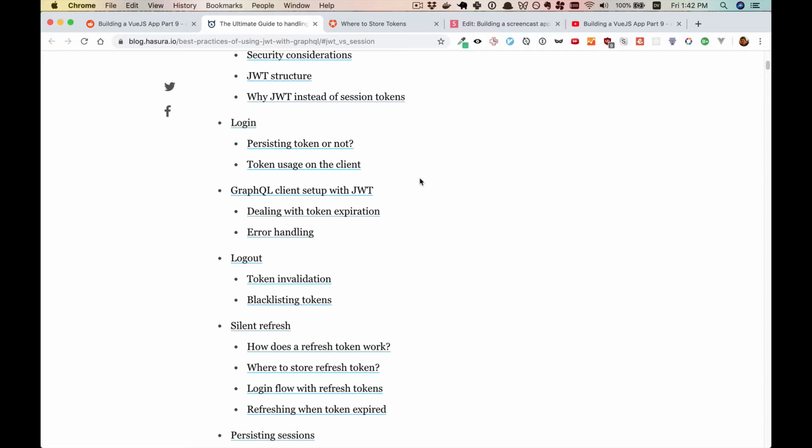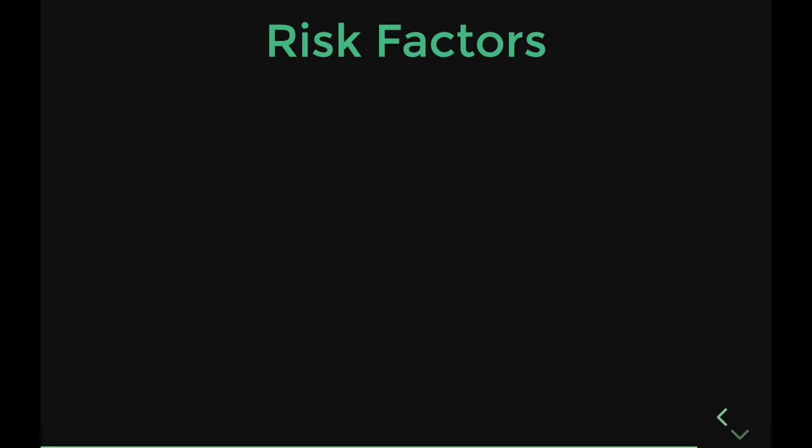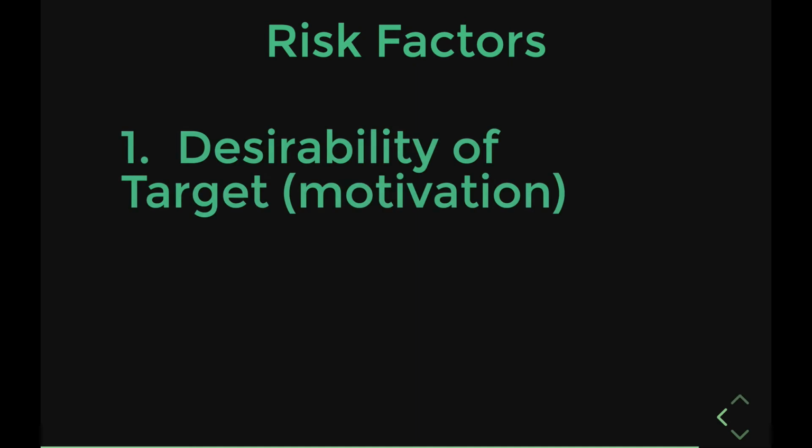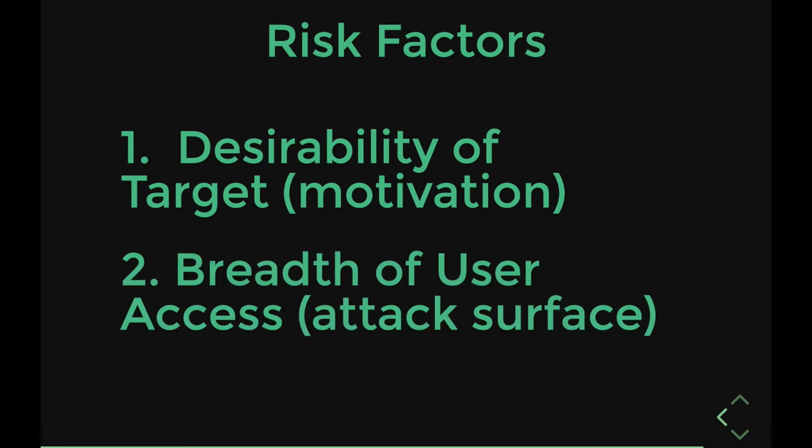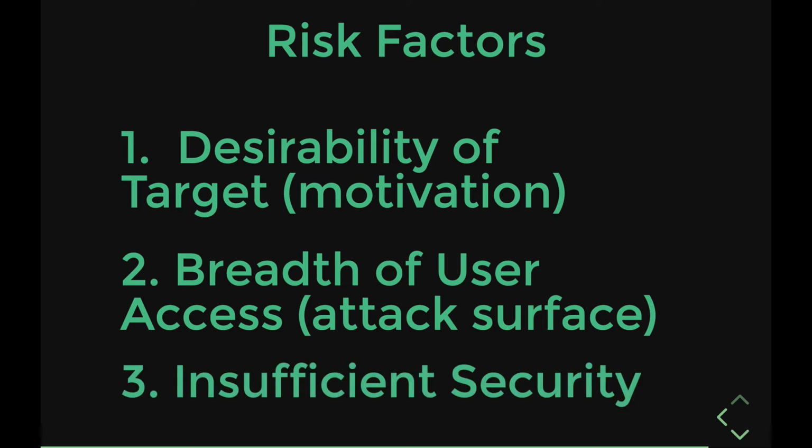And before you go and start trying to implement it, let's take a step back and talk about security in general. What are the risk factors for you getting hacked? So the first is the desirability of your target, how motivated people are to get into your website and get access. Second is the breadth of user access or the attack surface. So how many points can people get in and what can they do once they're there? And third is insufficient security. That is specifically insufficient security for the needs of your site. So let's go over these one by one.